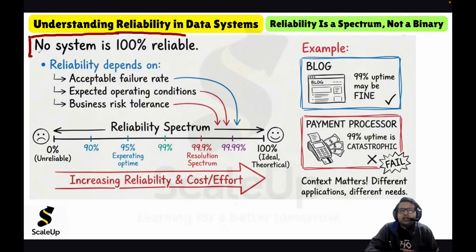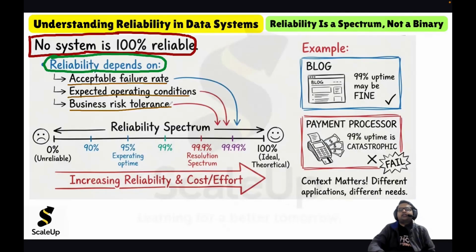No system is 100% reliable. And reliability depends on acceptable failure rate. It depends on expected operating conditions and business risk tolerance. So reliability is a spectrum. Whenever we are designing along the spectrum, we have to answer some questions: what are the expected operating conditions? What is the acceptable failure rate? And what is the business risk tolerance?